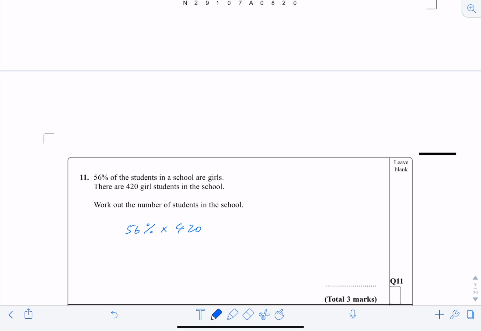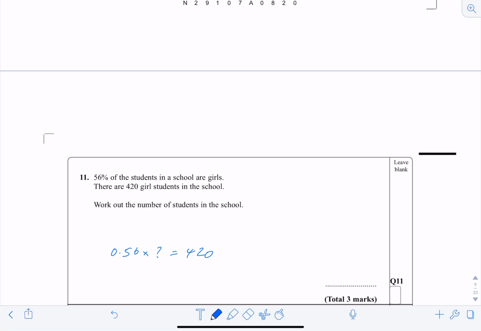Oh, so it's not actually as easy as I thought, because 0.56, if I want to find a percentage of something, times something, that's the total number of students in the school, right? But I know that that equals 420. So just over half the students in the school are girls, which is 420.